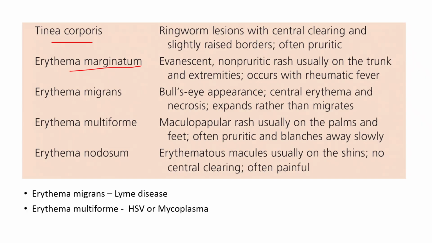Erythema marginatum, it's non-pruritic, occurs with rheumatic fever. So in rheumatic fever, the Jones criteria, one of the criteria is going to be erythema marginatum. You don't get confused. Sometimes they can give in the option erythema nodosum. It's not erythema nodosum, it's erythema marginatum with rheumatic fever. Jones criteria, like J for joint, that is arthritis. O for, you can remember heart, that is carditis. N for nodules, subcutaneous nodules. E for erythema marginatum, and S for Sydenham's chorea.